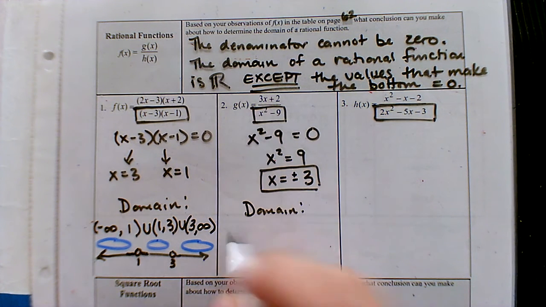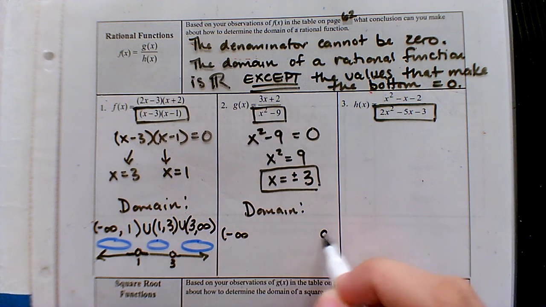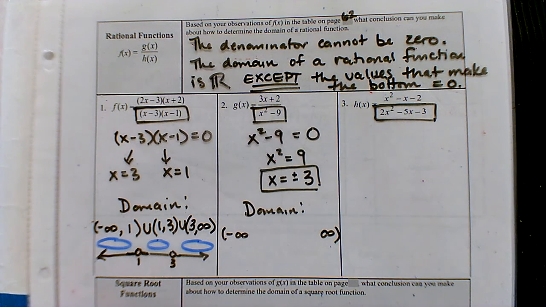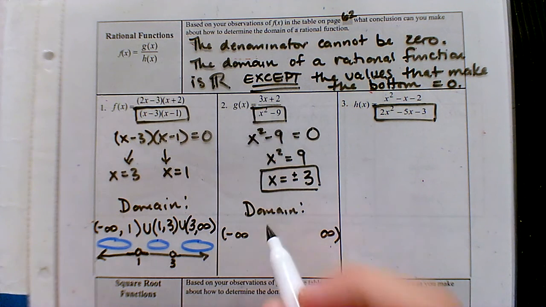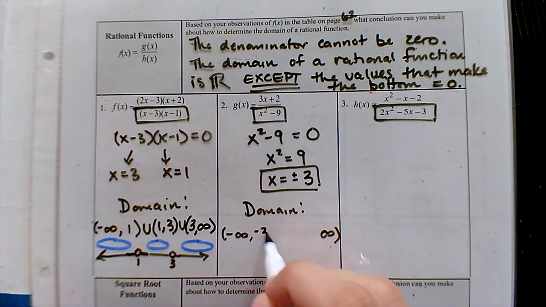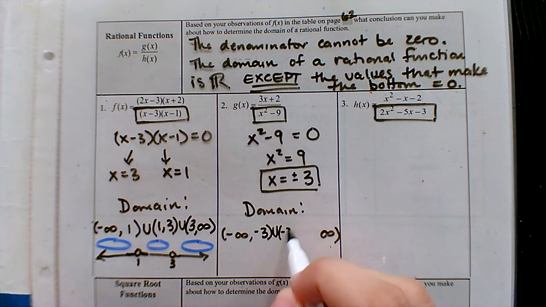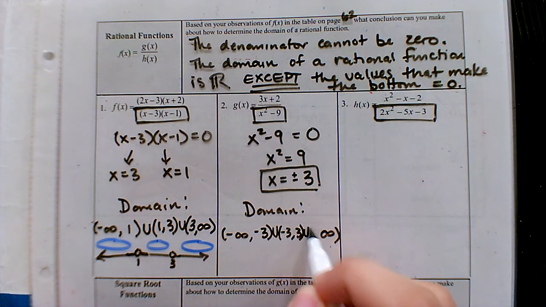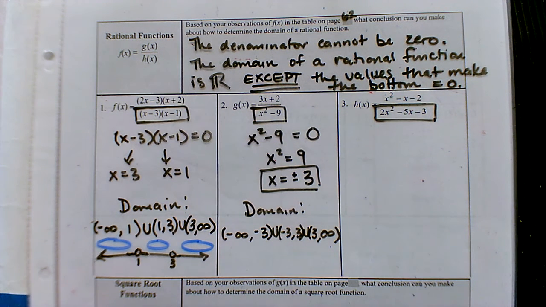So our domain, we're going to go from negative infinity to positive infinity, but we got to show how we skip over negative 3 and positive 3. So in terms of your number line, negative 3 would come first, and then 3 would come second.